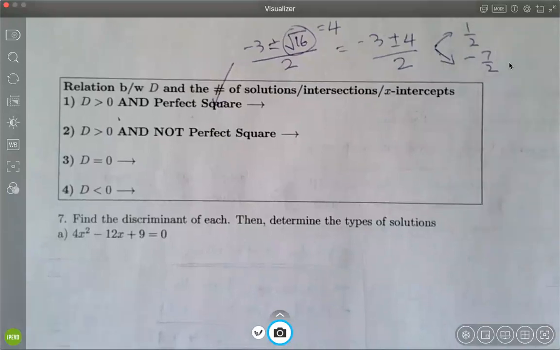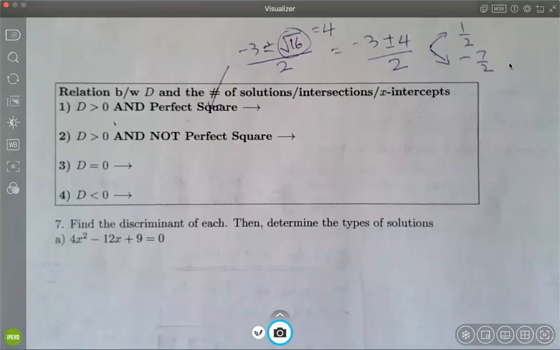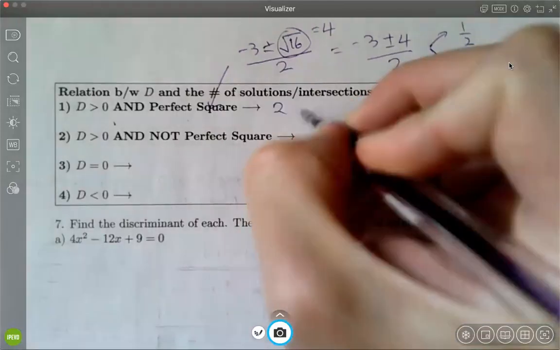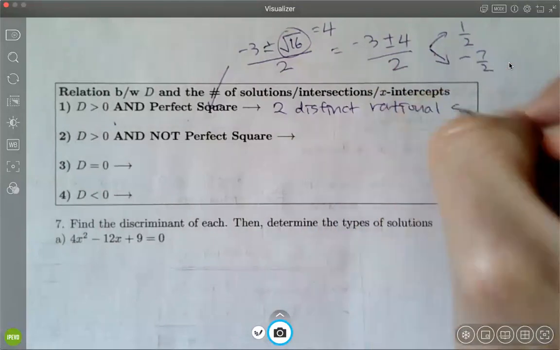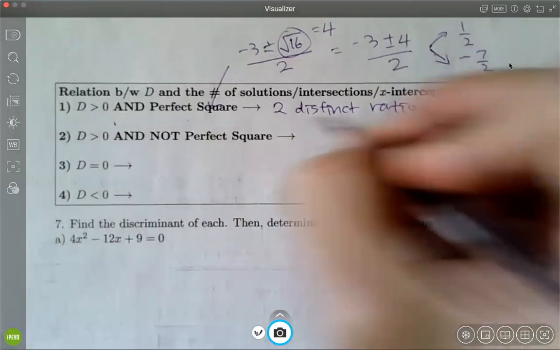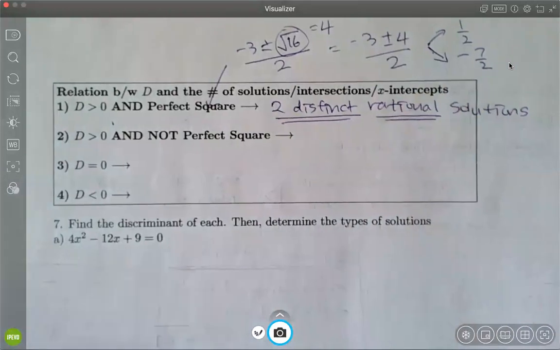Have you heard about rational numbers before? Rational numbers technically mean fractions. So we have two distinct rational answers. Again, rational simply means either whole numbers or fractions. It could be decimals as well, but to keep things simple, fractions are the most popular example of a rational number.